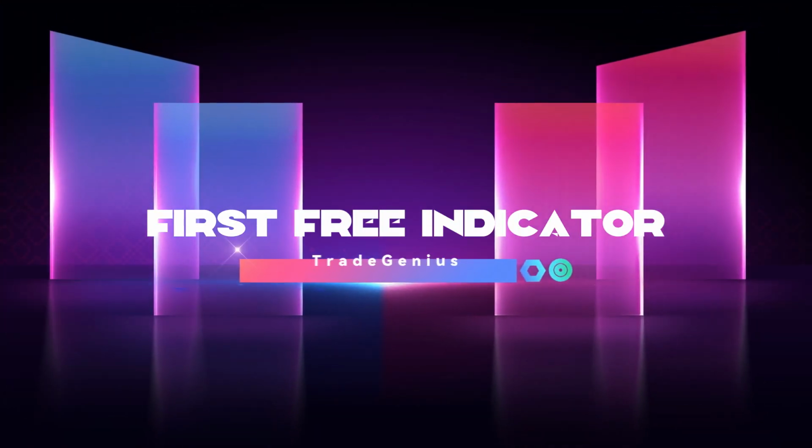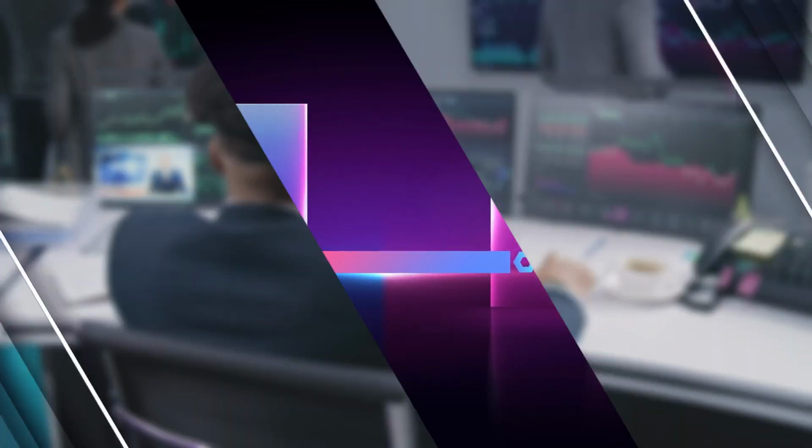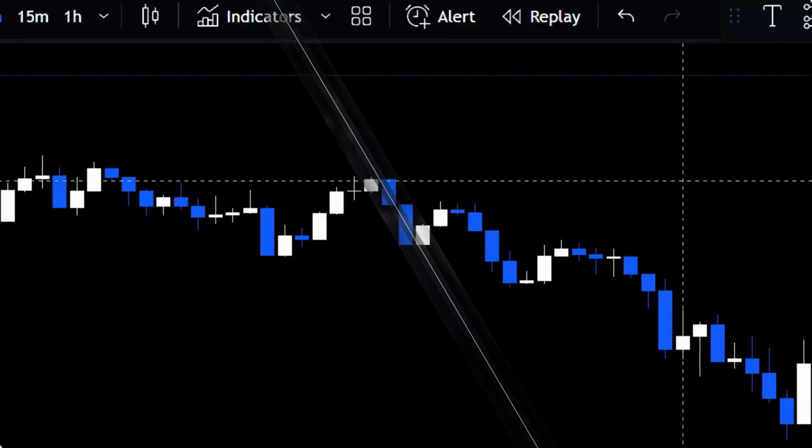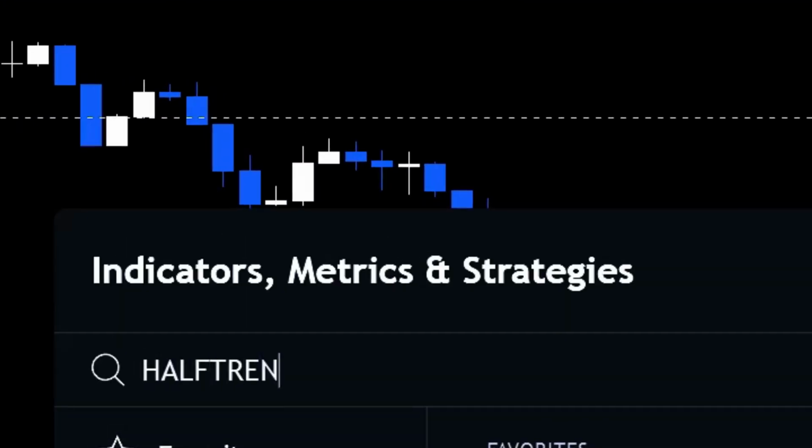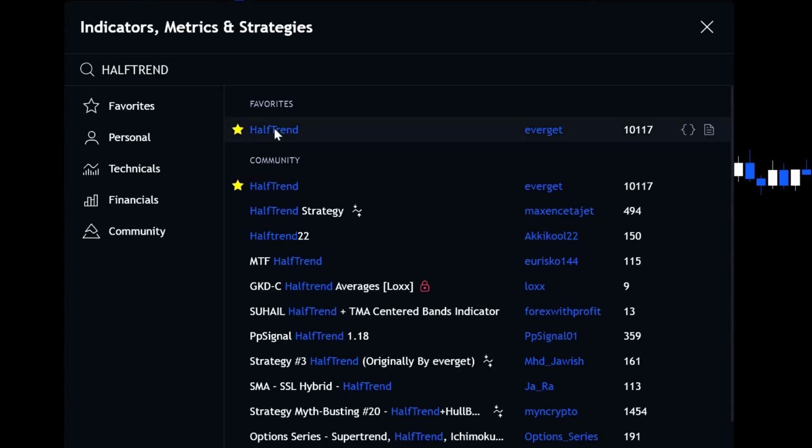Next, we'll add our first free indicator to the chart called half trend. To do this, head over to the indicator section and in the pop-up window type in half trend and hit enter. Located in the results, click on it to add it to your chart.